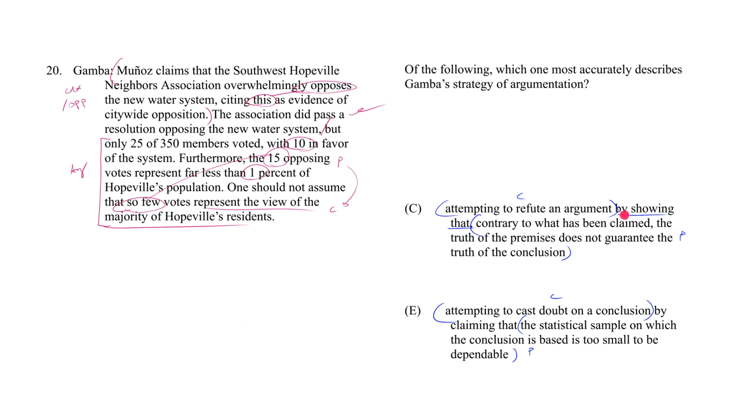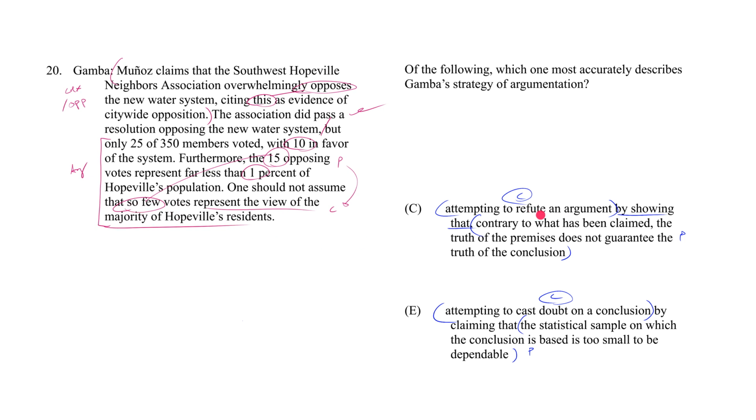Okay, so it's these words here that lay out the support structure that allow us to know which part of the language is conclusion descriptor, premise descriptor. So with that said, let me have you just simply compare the conclusion descriptor first. Which conclusion descriptor do you think better matches her conclusion? Let's look at the conclusion. One shouldn't assume that so few votes represent the view of the majority Hopeville residents.